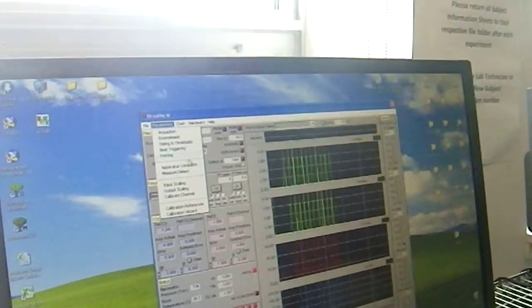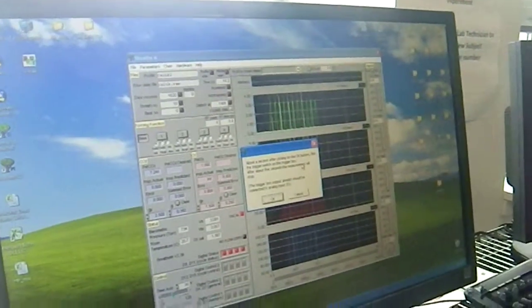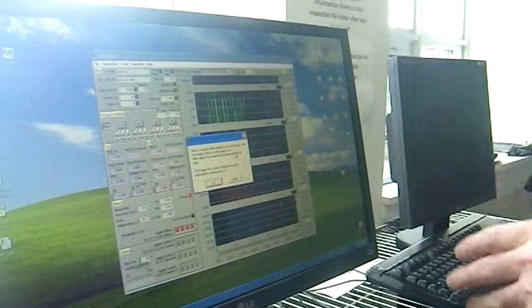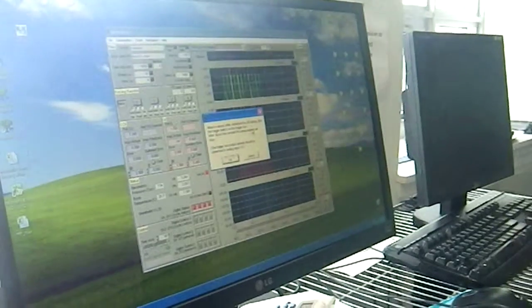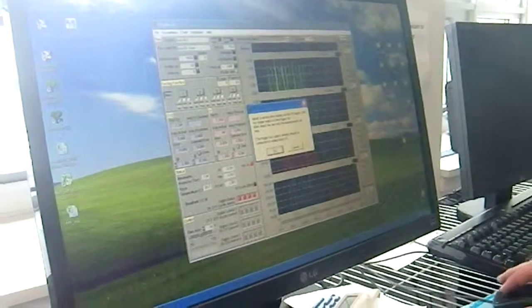Now we have to what we call measure delays, which is just under parameters. Parameters, measure delays. What this is measuring is the time it takes for the gas to reach from the capillary line to the mass spec to the computer. That way when it's receiving information on the volumes, it'll know what gases to associate. That way you can calculate oxygen, CO2 consumption, and whatnot.